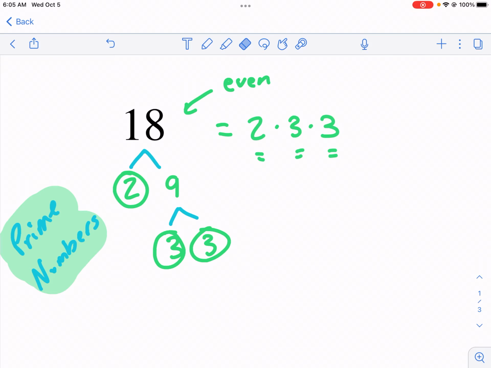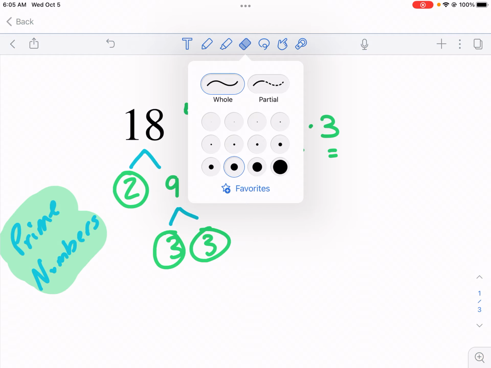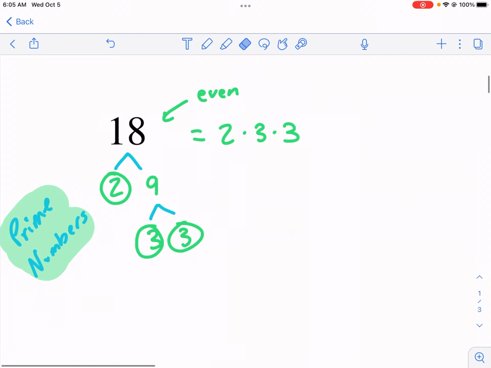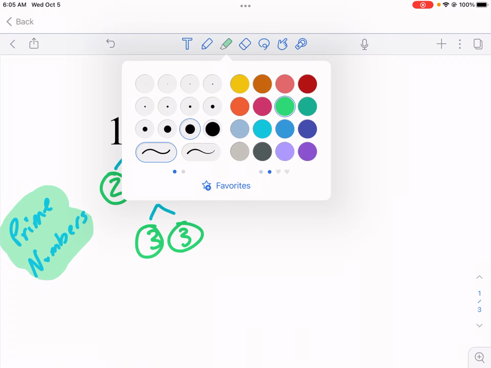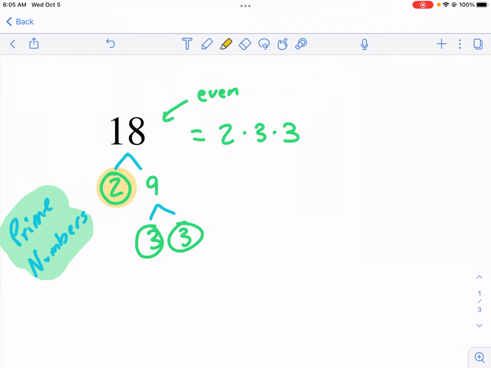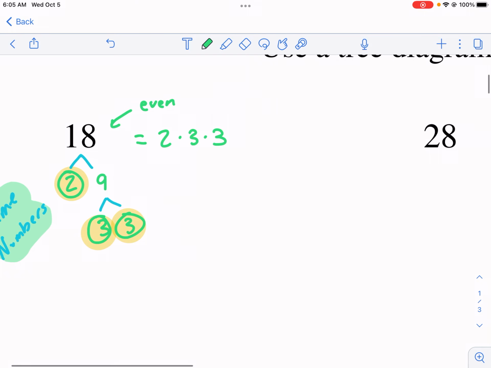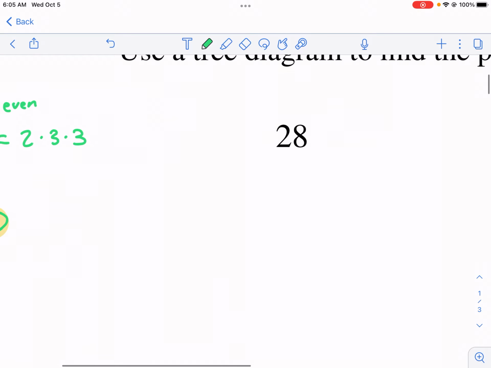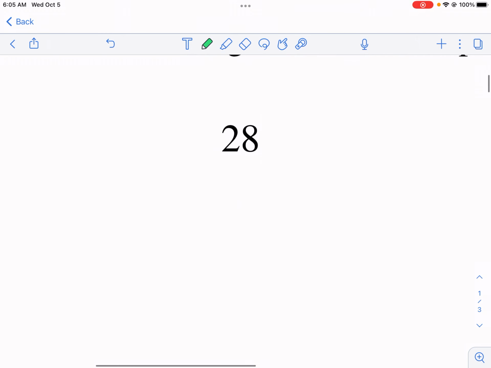And I'm going to show you more examples of how we can use prime factorization and why it helps to have all the prime numbers on the left side, okay? Now, that's not the only way to do it. I personally like it. It's just a preference thing because I think it keeps you a little bit more organized. All right, so let's do another one here.